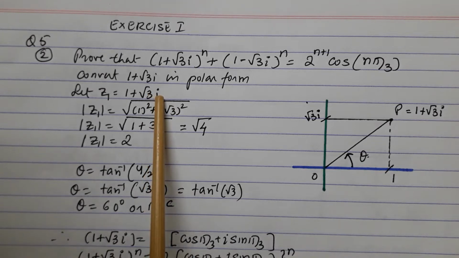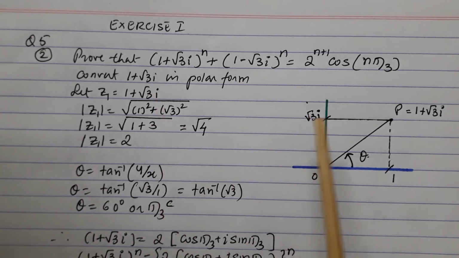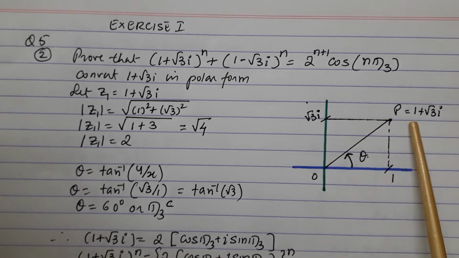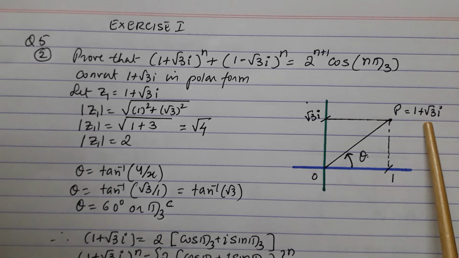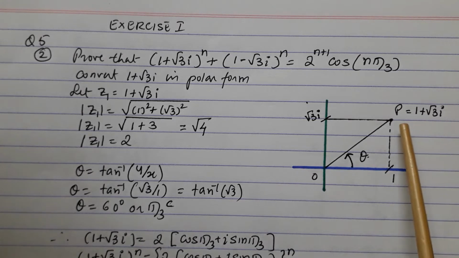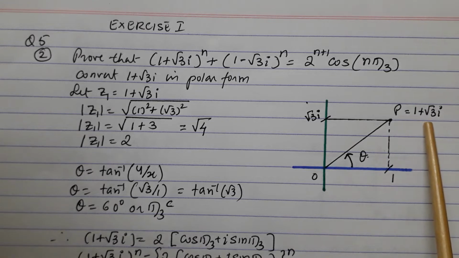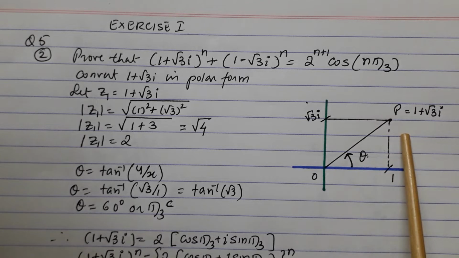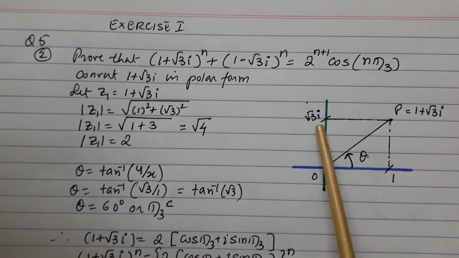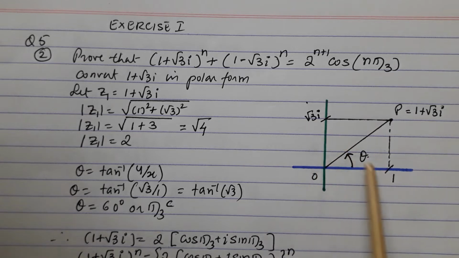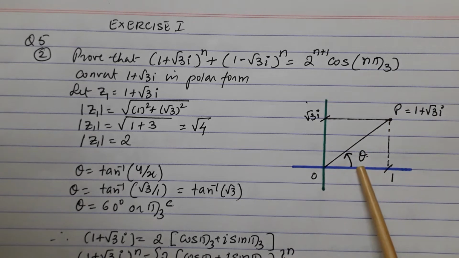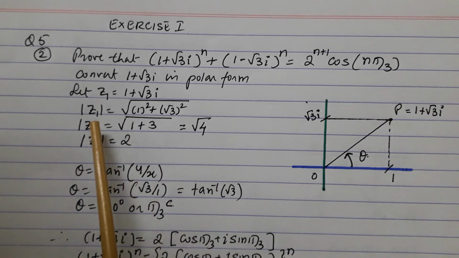So let us represent this complex number on the Argand diagram. Let P be the location of the complex number 1 + √3i. Now in this complex number, x and y both are positive, hence it lies in the first quadrant. Now x is 1 and y is √3. OP is the magnitude of the complex number and theta is the argument. So let us find the magnitude first.